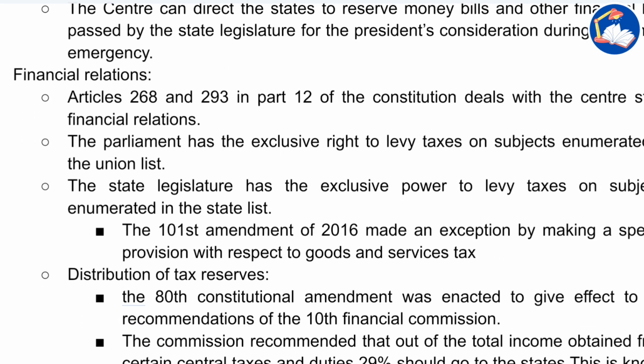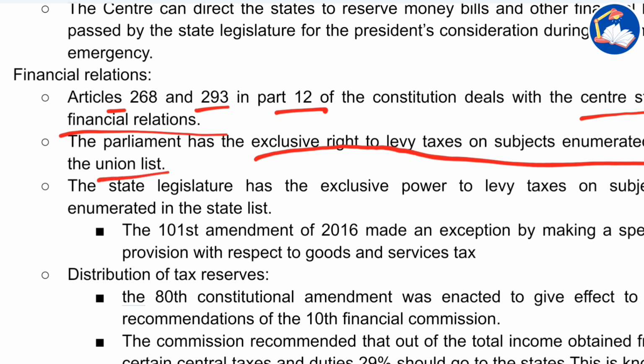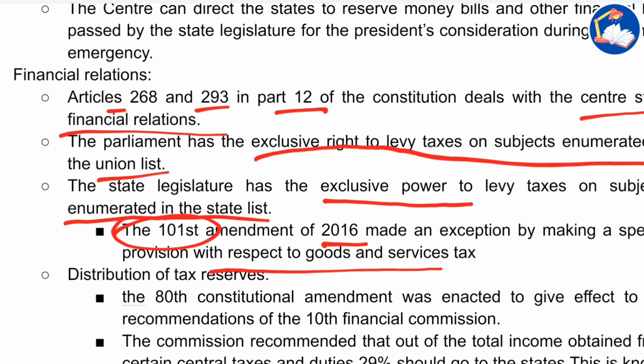Now, we have discussed legislative relations. Now we come to the financial relations. Articles 268 to 293 in Part 12 of the Constitution deal with center-state financial relations. The Parliament has the exclusive right to levy taxes on subjects enumerated in the Union list. The state legislature has the exclusive power to levy taxes on the subjects enumerated in the state list. The 101st Amendment of 2016 has made an exemption by making a special provision with respect to what? GST, that is, goods and services tax.